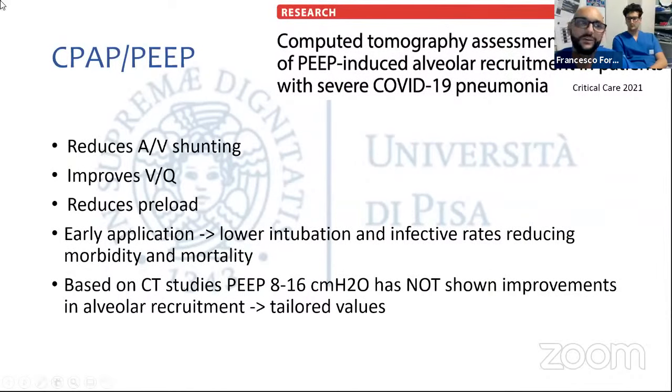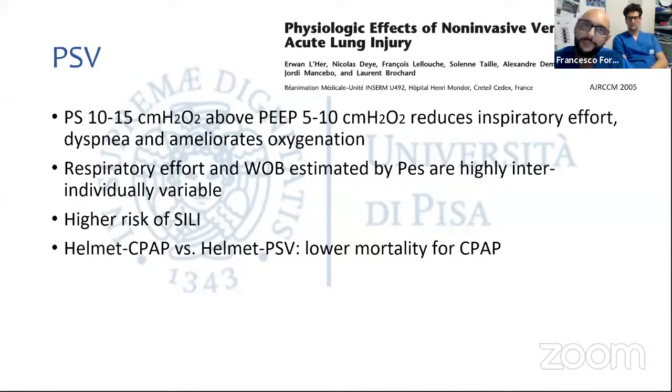What is important to consider is also that CPAP reduces shunt, improves ventilation-perfusion, and prevents intubation, and it's very important because we can modulate the PEEP value according to the stage of disease. We know that in the early phase of the disease, probably the patient does not require a high value of PEEP, but later on the value may be increased. And sometimes in selected patients, when adequate resources were available, a small number of patients closely monitored, PSV may be applied as a last step in non-invasive ventilation before intubation.